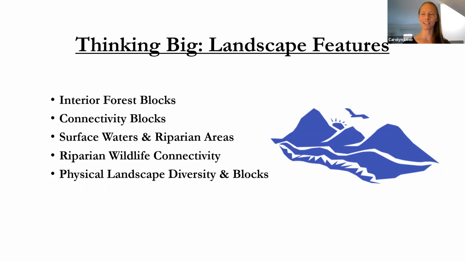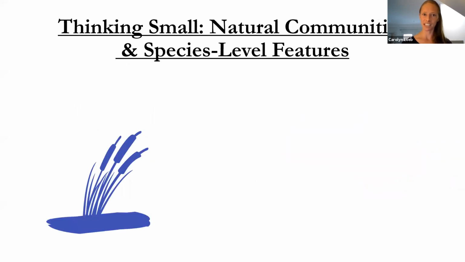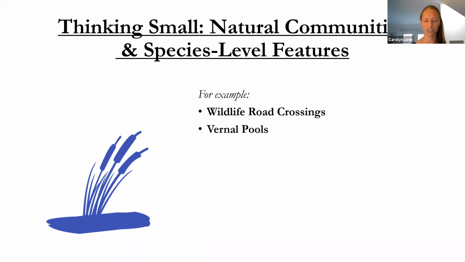But as I said, Vermont Conservation Design is all about perspective shifting. So it doesn't just think big, it also thinks medium and small. For example, it identifies features like wildlife road crossings where animals are preferentially thought to be crossing the road. It identifies vernal pools, which are important breeding grounds for insects and amphibians in the springtime. It also looks at aquatic habitats and wetlands in a more in-depth way than that 10,000-foot view can provide.